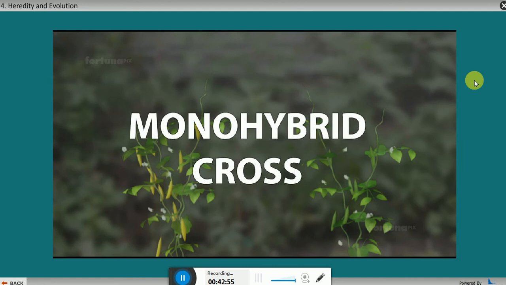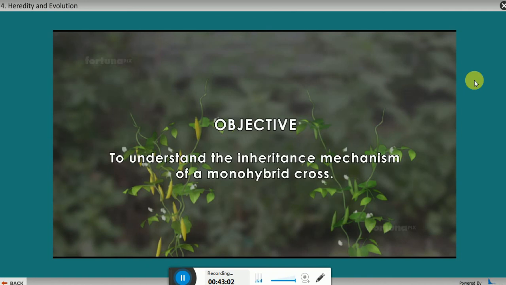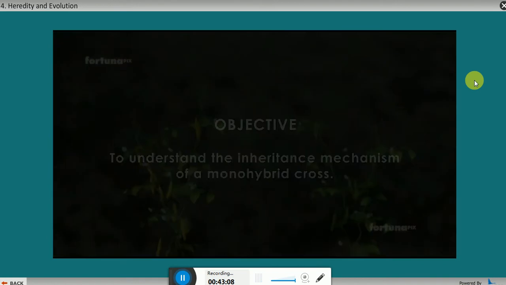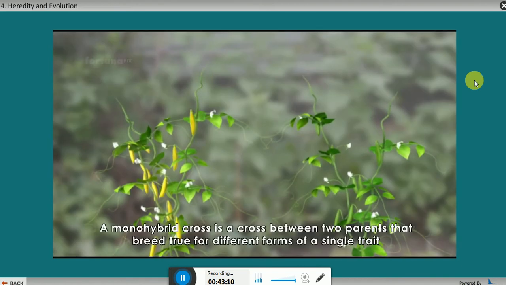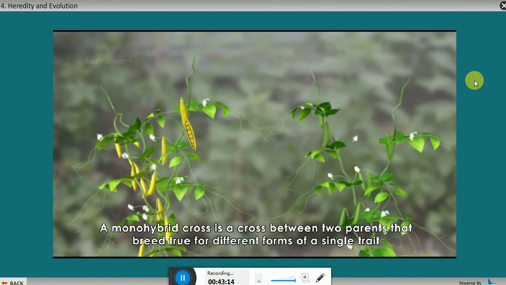Monohybrid cross. Objective: to understand the inheritance mechanism of a monohybrid cross. A monohybrid cross is a cross between two parents that breed true for different forms of a single trait.